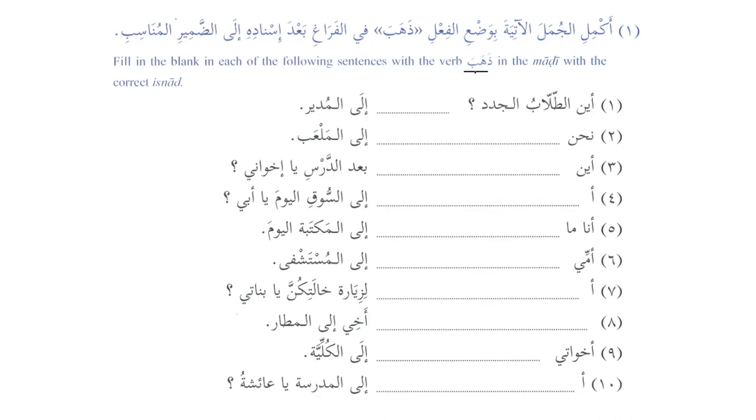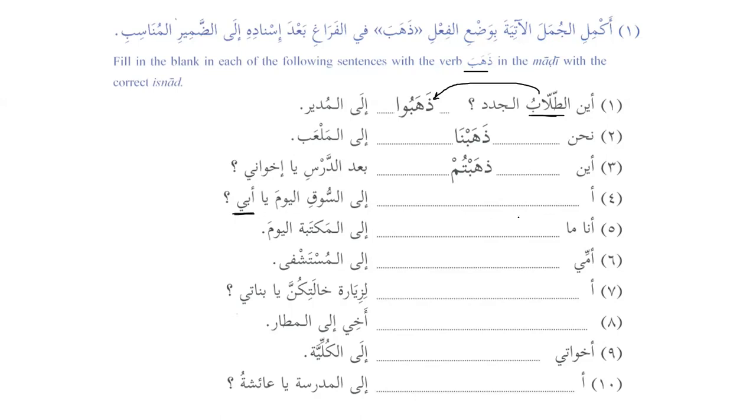أين الطلاب الجدد? Where are the new students? So we know الطلاب is plural, so we will say ذهبوا إلى المدير, because we are talking about the students, so we have to say ذهبوا إلى المدير, they went to the headmaster. نحن ذهبنا إلى الملعب. نحن ذهبنا, we went. After that we have بعد الدرس يا إخواني, oh brothers. So when we are talking to the brothers, the second person plural masculine, so we will say أين ذهبتم بعد الدرس يا إخواني, oh my brothers, where did you go after the lesson?